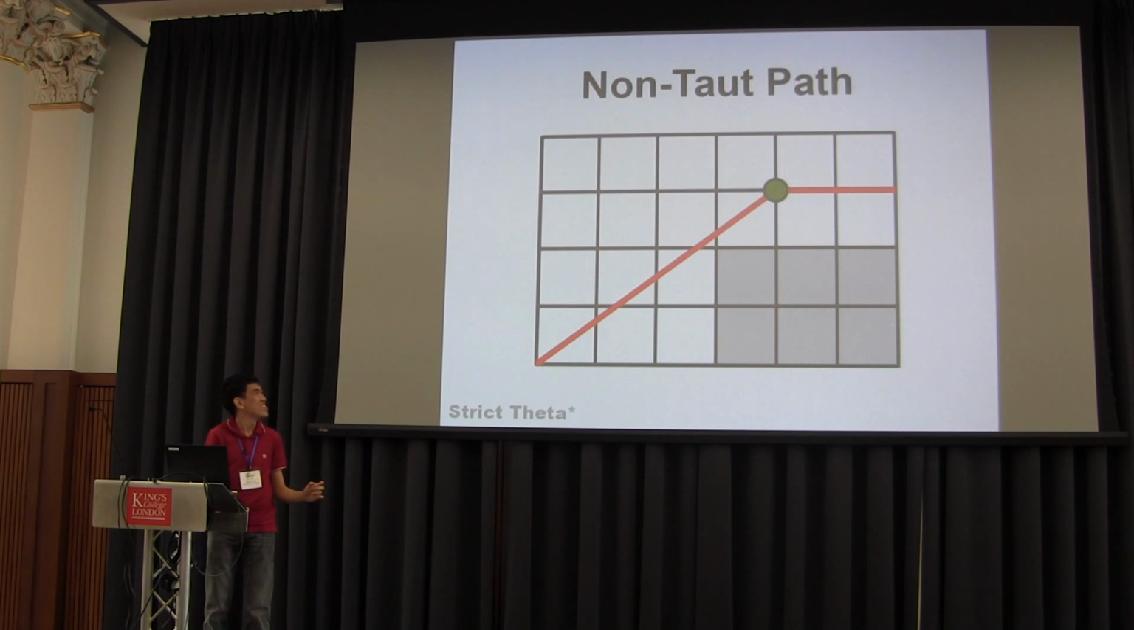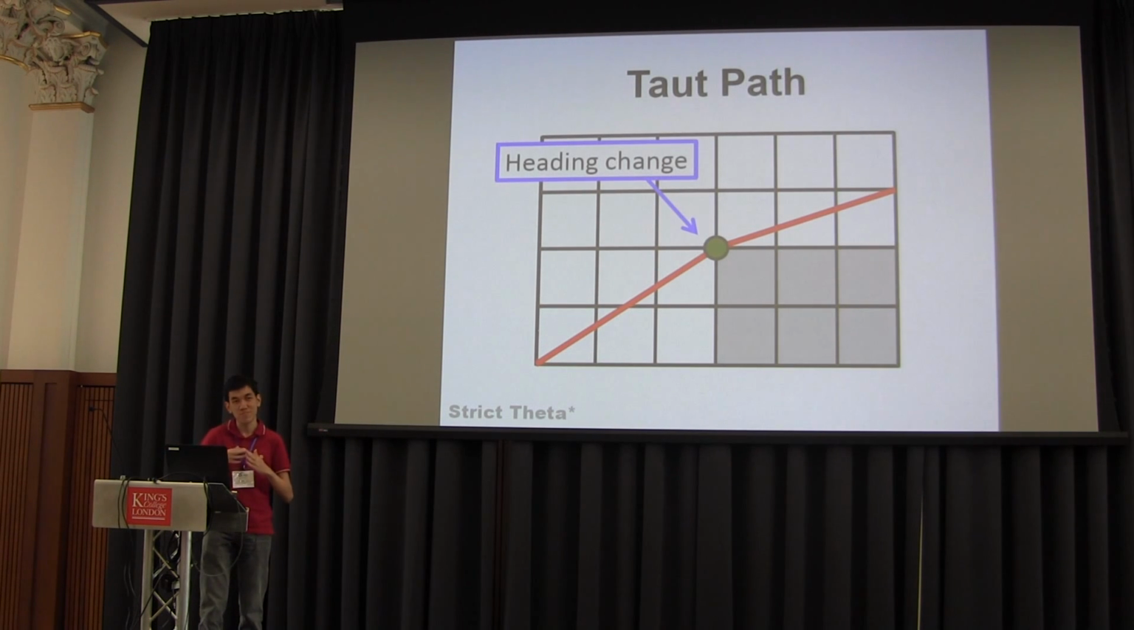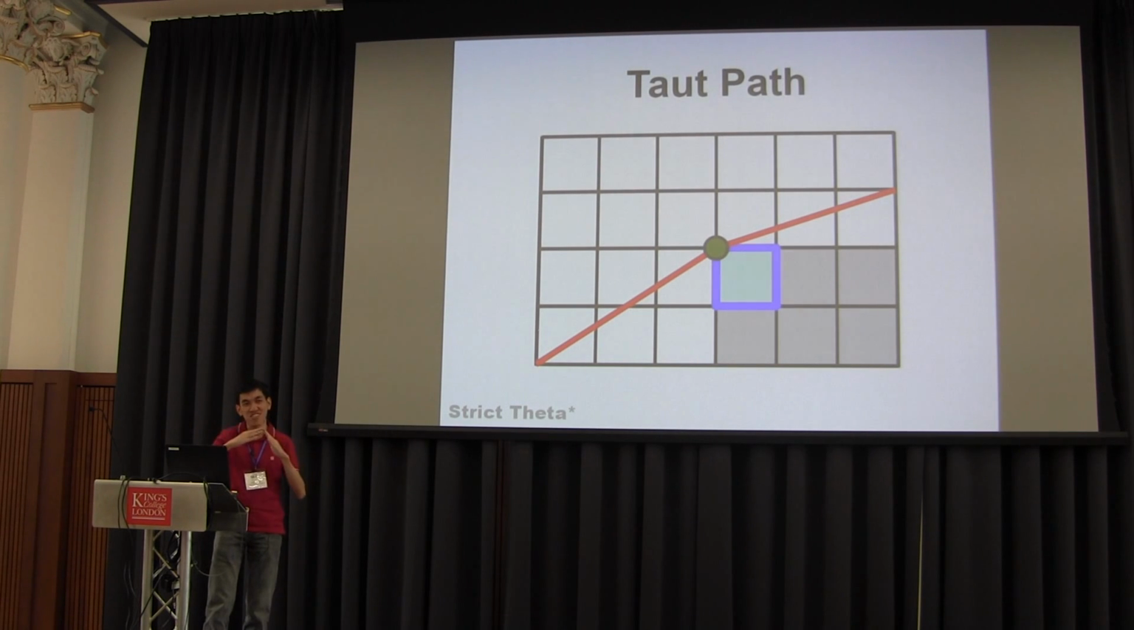okay. So, non-taut paths. One of the reasons why this is not optimal is because the paths are not taut. And what is a non-taut path? If you treat the path as a string, if you pull this, you could get it a little shorter, right? This is not really a formal definition. So, a more proper way to define taut paths is: for every heading change, which is a turning point in the path, you have an obstacle that supports the heading change.